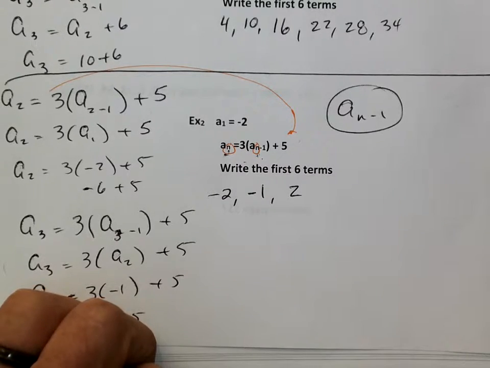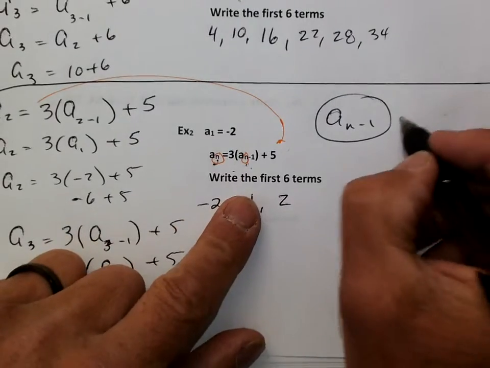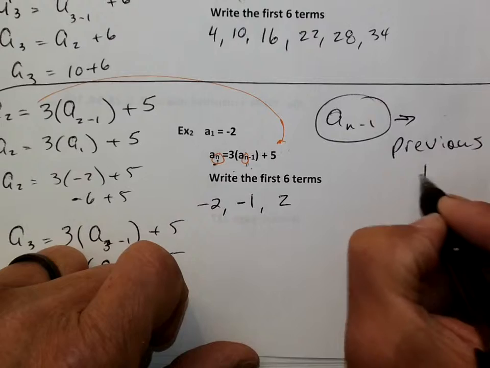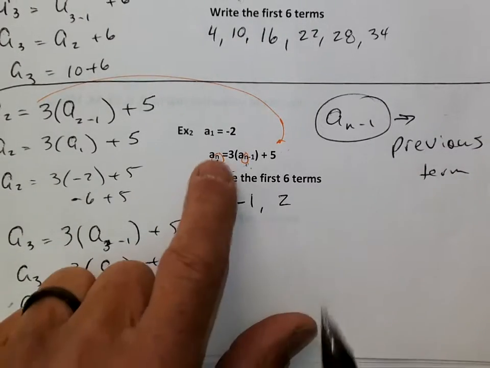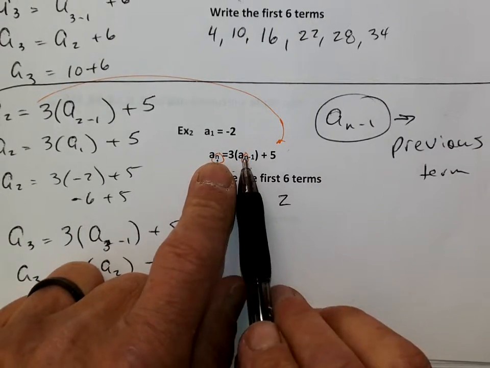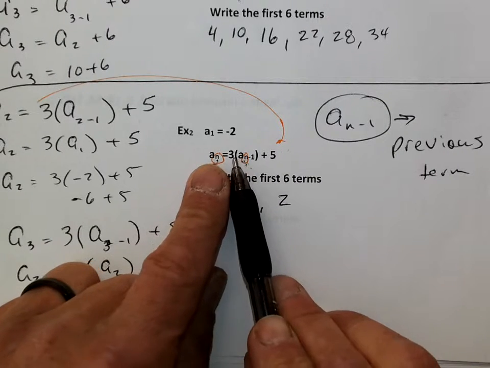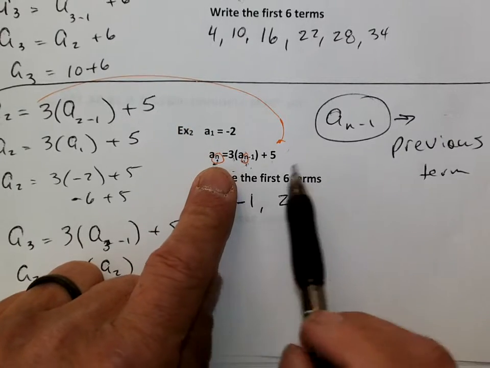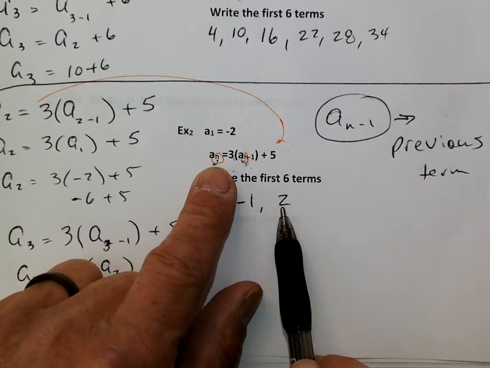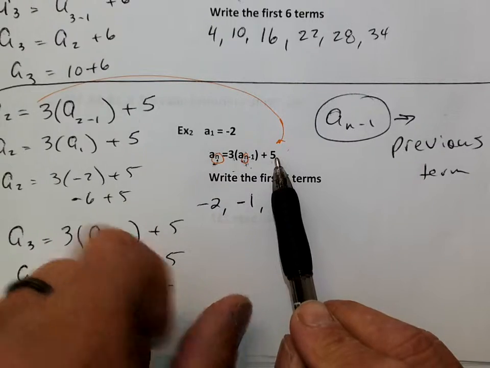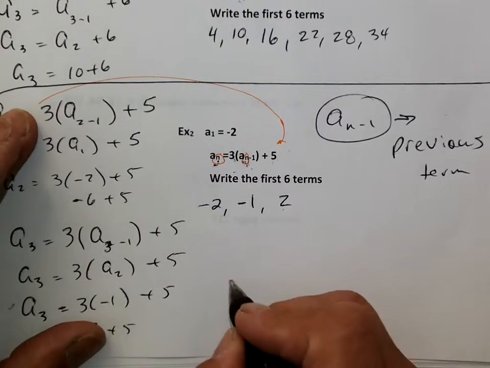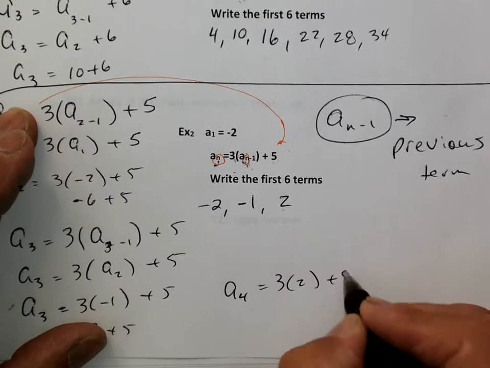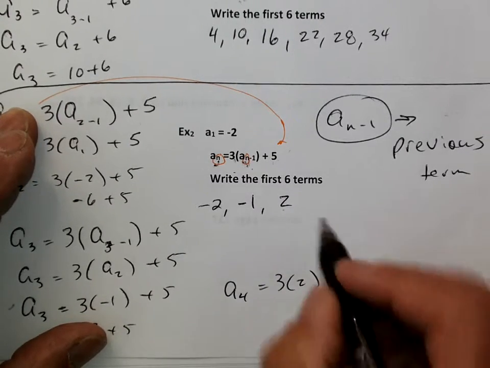Let me say that again. A of n minus 1 is the previous term. If I want to make the 4th term, I'll take the 3rd term, which is 2, multiply by 3 and add 5. So A4 is really going to be 3 times 2 plus 5, which is 11.